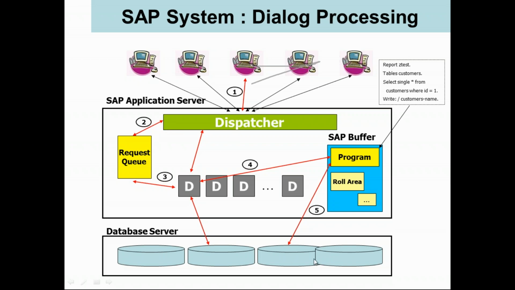After this, it communicates with the database. Then the data is retrieved from the database, and again you want to get the response. The response goes again through the D, then again to the dispatcher, and from the dispatcher again to the requester, I mean, the presenter.